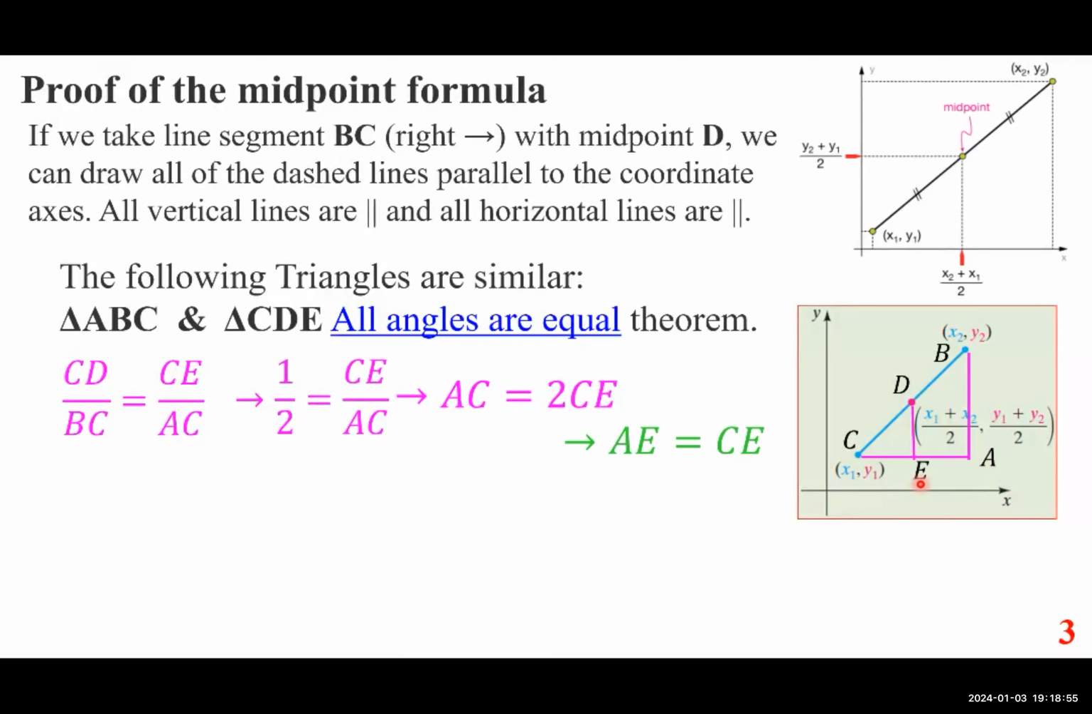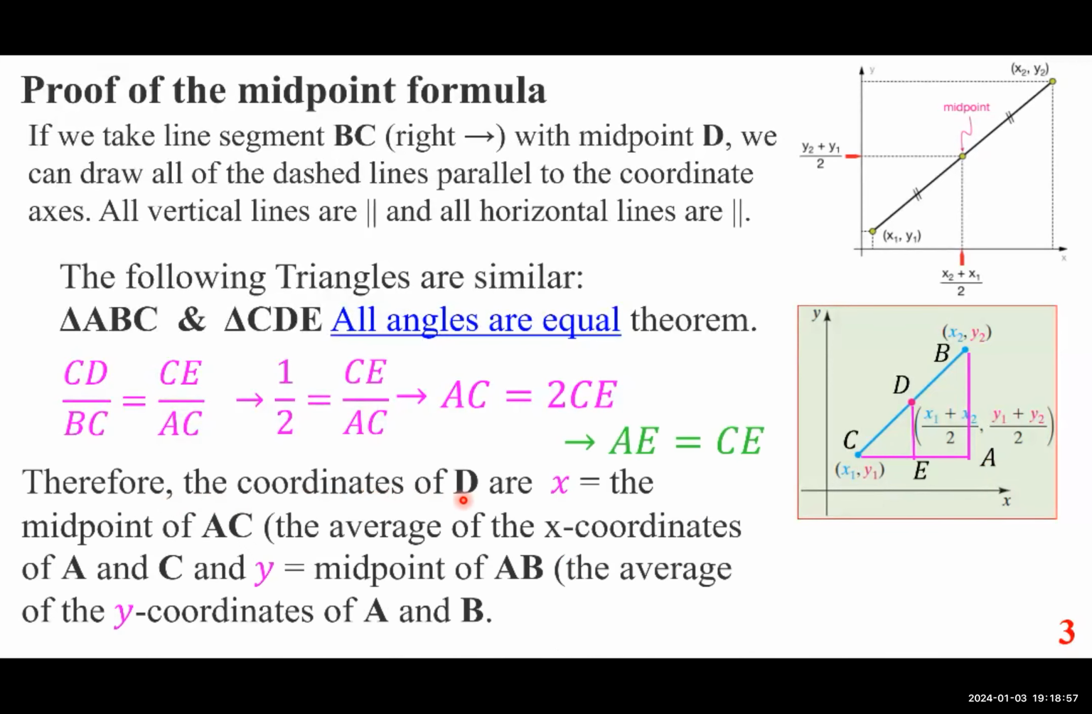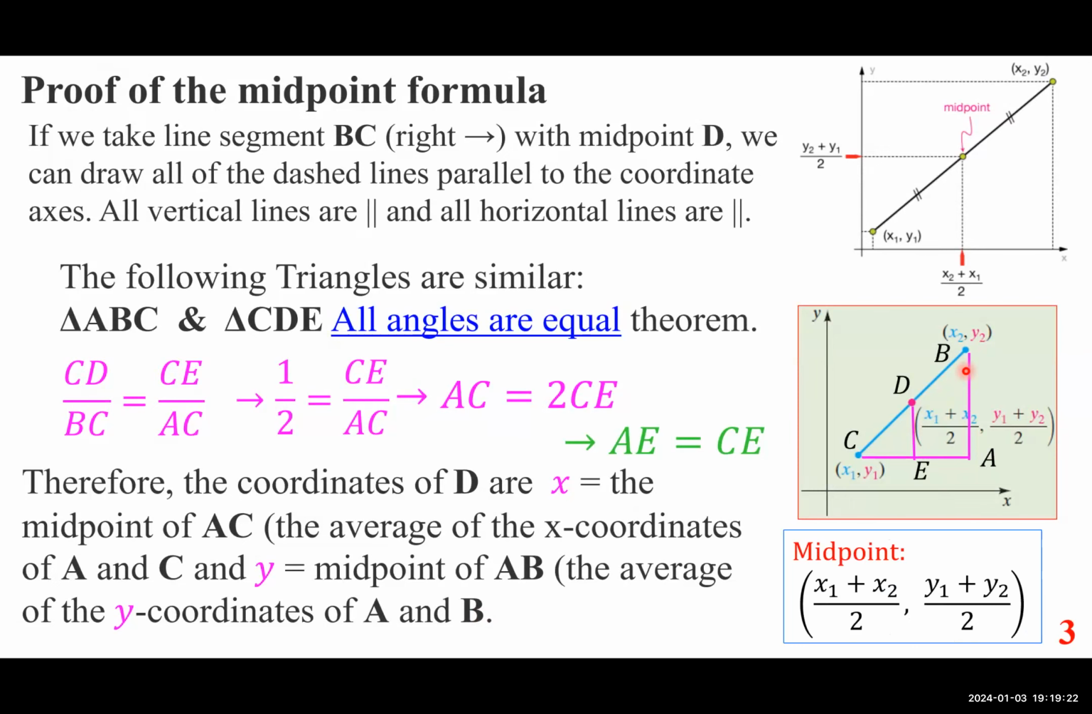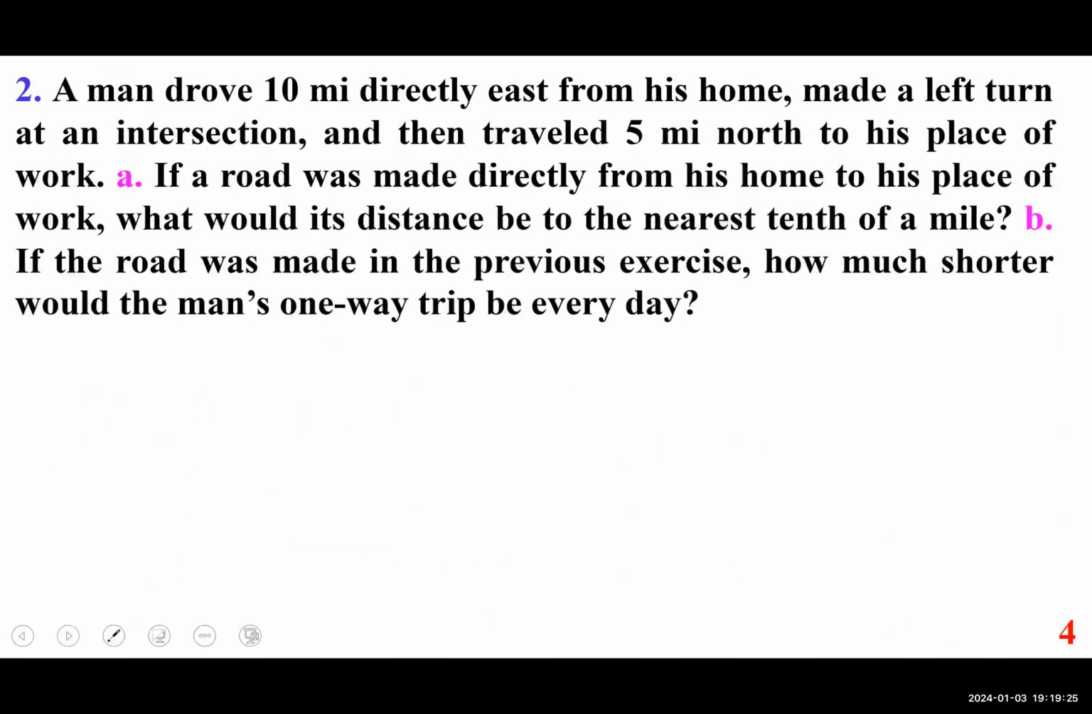So that's a proof. Therefore, the coordinates of D are x equals the midpoint of AC, the average of the x coordinates of A and C, and y, midpoint of AB, the average of the y coordinate of A and B. So that's a quick proof. So those are the midpoint formulas.